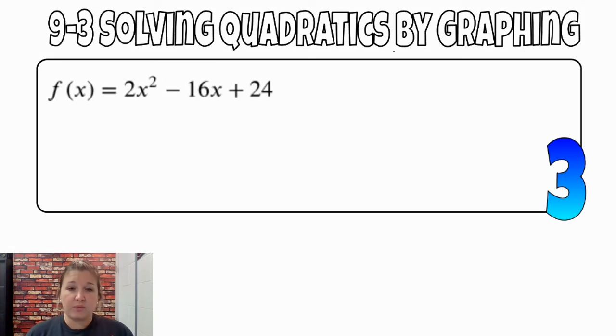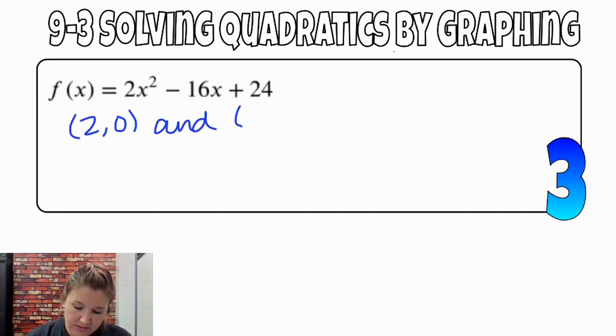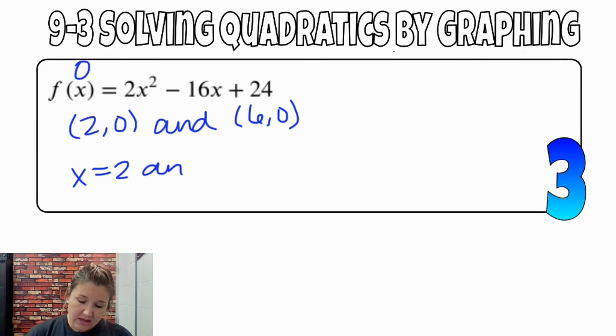All right, so when we graph this, you can see that we had a zero at 2, 0 and at 6, 0. So what does this mean as far as solving it and writing this as actual solutions? So if we had f of x or y equal to 0, so that's why we're finding those zeros, we would have x is equal to 2 and x is equal to 6. So they both cross there.